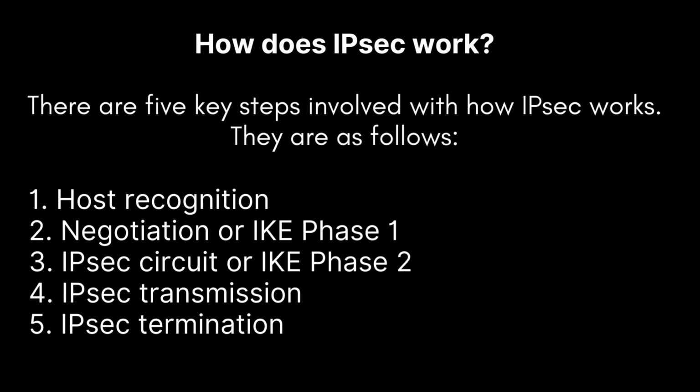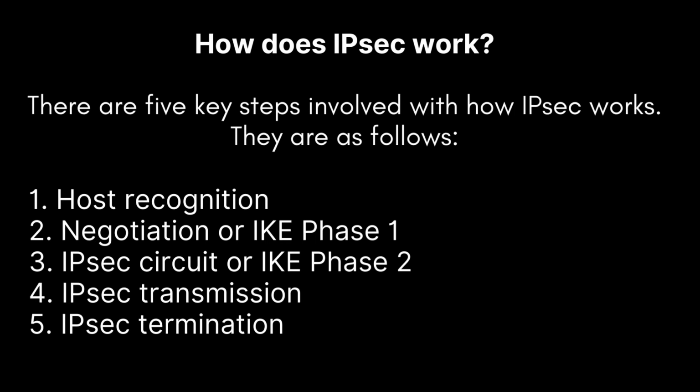Coming to the second one, negotiation or IKE phase 1. Hosts negotiate with each other in a process known as main mode or aggressive mode. In main mode, the initiating host does not allow for negotiation and specifies the IKE security association to be used. So, with this method, the hosts can set up an IP security circuit first.